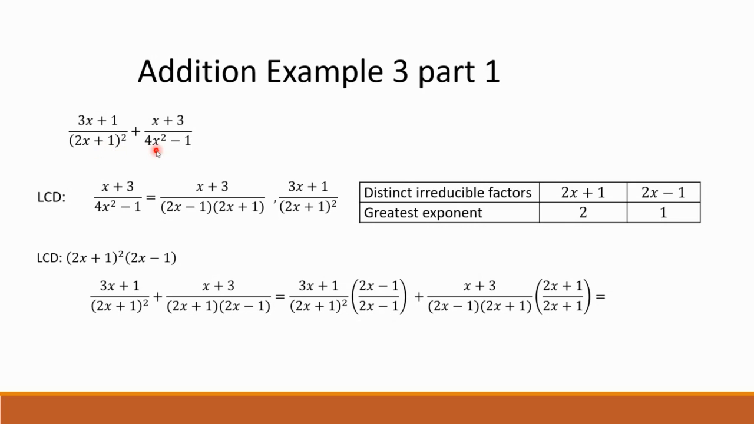Now, 4x squared minus 1, you can factor that. In fact, it's a difference of two squares. 4 we know is a square. Namely, it's 2x squared minus 1 squared. So we can factor it like so. Again, it's just a difference of two squares. That's all we're doing here.